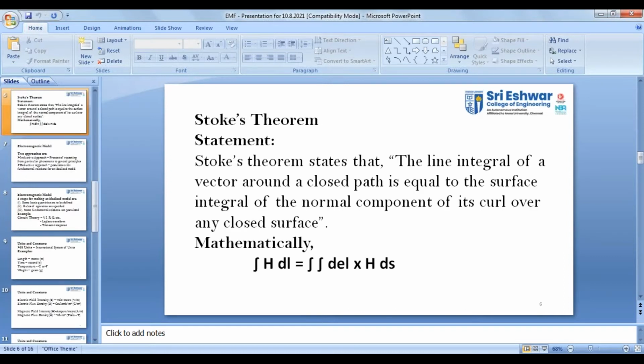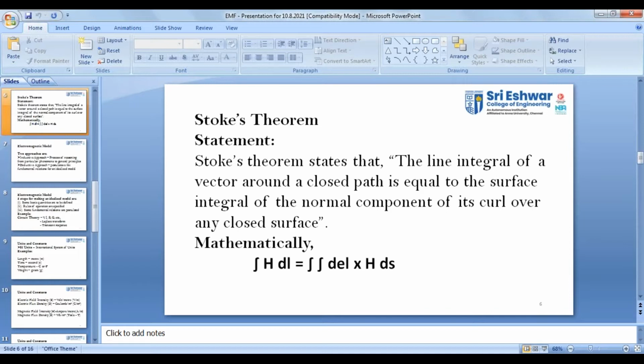Next is an important statement, which we call Stokes theorem. Like the divergence theorem, we have something called Stokes theorem also. Stokes theorem states that the line integral of a vector around a closed path is equal to the surface integral of the normal component of its curl over any closed surface.